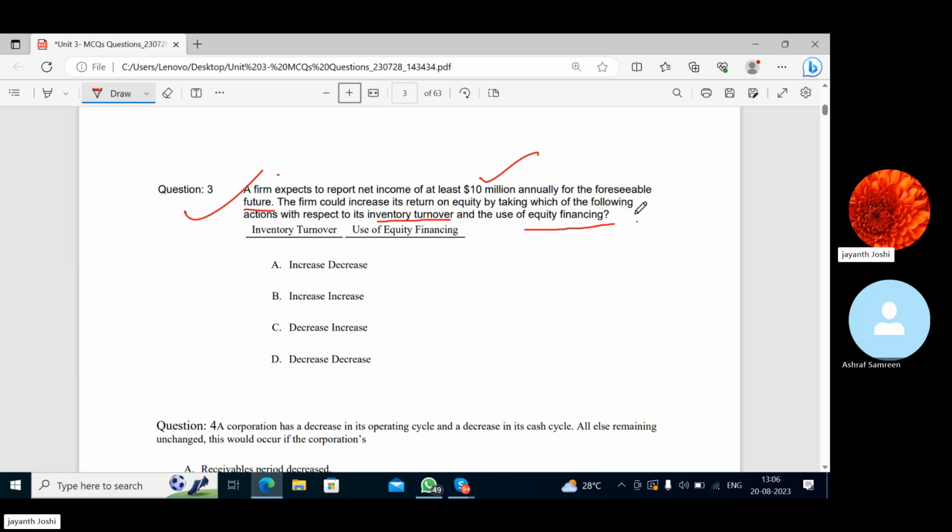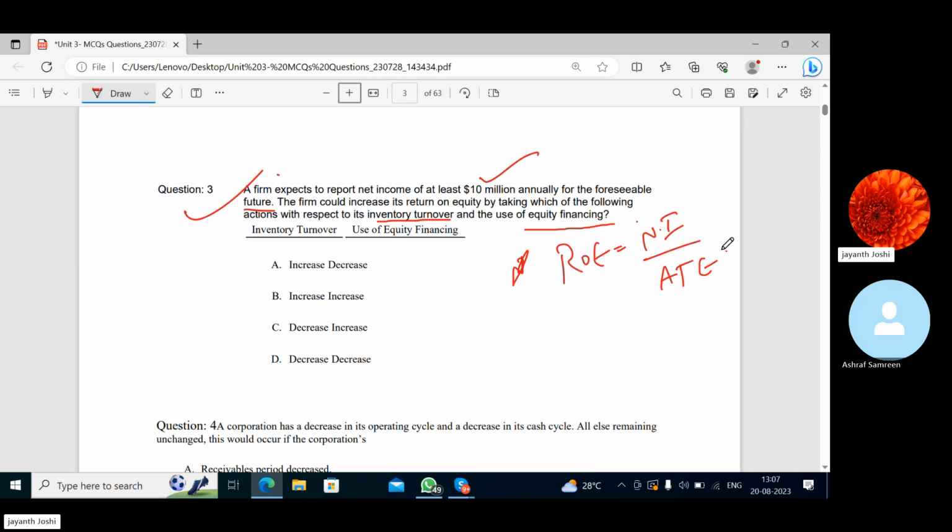So inventory turnover and use of equity. A firm expects to report net income of at least 10 million annually for the foreseeable future. The firm would increase its return on equity by taking which of the following actions with respect to its inventory turnover and use of equity financing. So we'll see first, return on equity is what? Net income by average total equity, correct? Yeah.